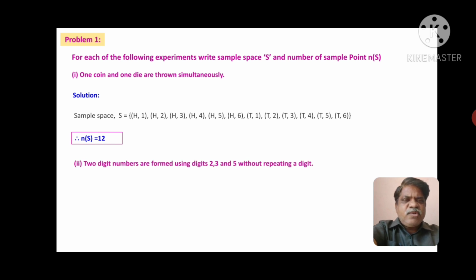2-digit numbers are formed using digits 2, 3 and 5 without repeating a digit. Friends, here the sample space S will be 23, 25, 32, 35, 52 and 53. Here, therefore, N of S is equal to, you are getting 6.